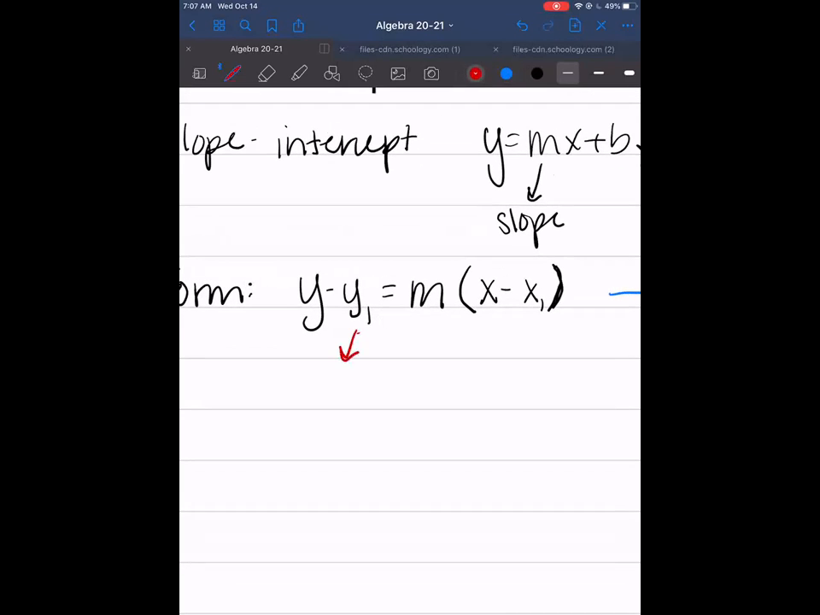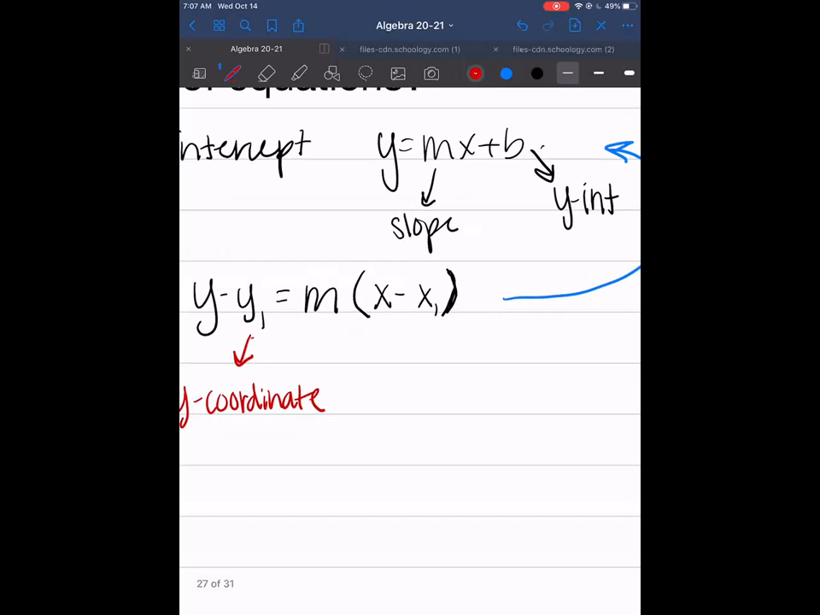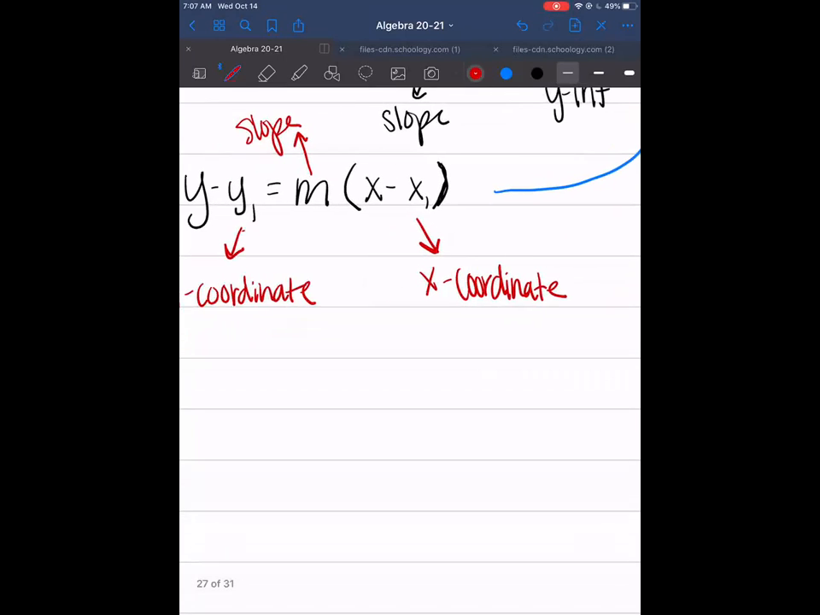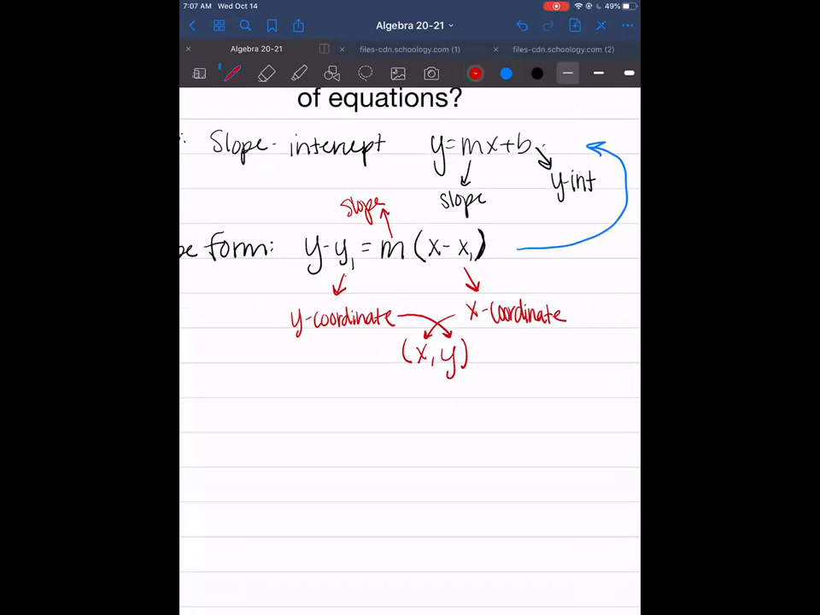So y1 is the y coordinate of the point. This is our x coordinate, and then this is our slope. m still is slope. If we have the ordered pair x comma y, this is the x, that's the y.